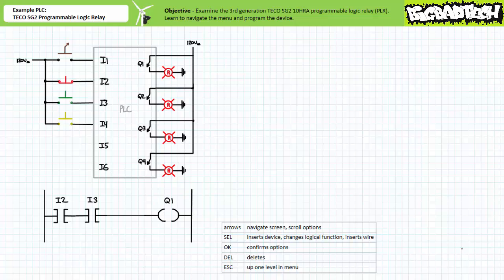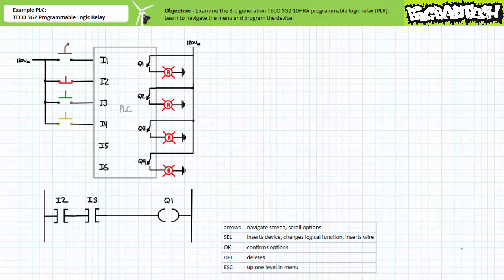Recall that PLC programs require logical continuity, unlike traditional hardwire relay-based ladder logic that requires electrical continuity. In this case, our ladder logic program utilizes make functions for both input 2 and input 3 in series with one another to logically energize output coil Q1.